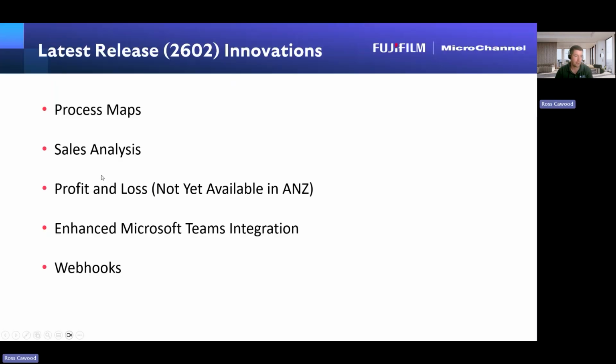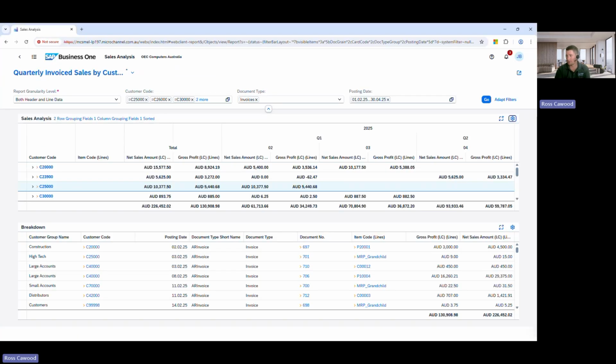The next thing I wanted to show you in the web client was the recent innovation, the sales analysis. So we now have the sales analysis available within the web client. So in the sales analysis, we can now group data by different things. So for example, I've got my columns grouped by year, quarter, and month, and I'll show you where we can do that. So here we can choose which columns we want to group by.